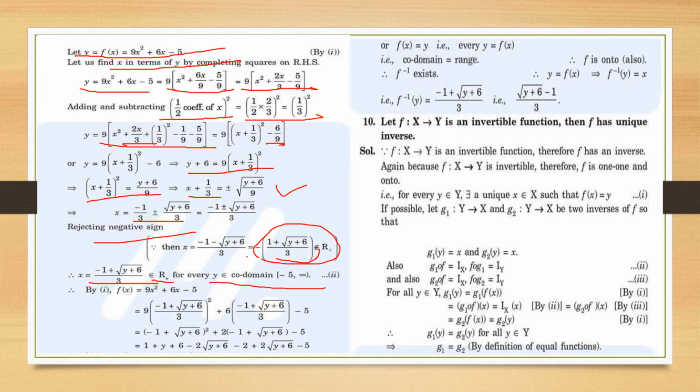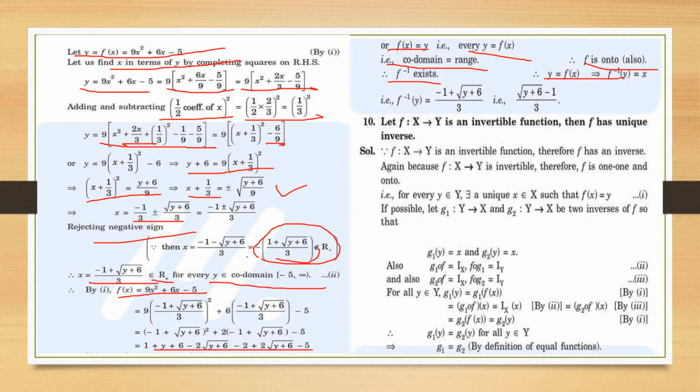For every y belonging to the codomain, minus 5 to infinity, I have to take f(x) equal to 9x squared plus 6x minus 5. Now put the value of x taken from here in this equation, and this expression changes to y. Whenever y equals f(x), we get f(x) equal to y. That means codomain equals range, so f becomes onto. So that means inverse exists.